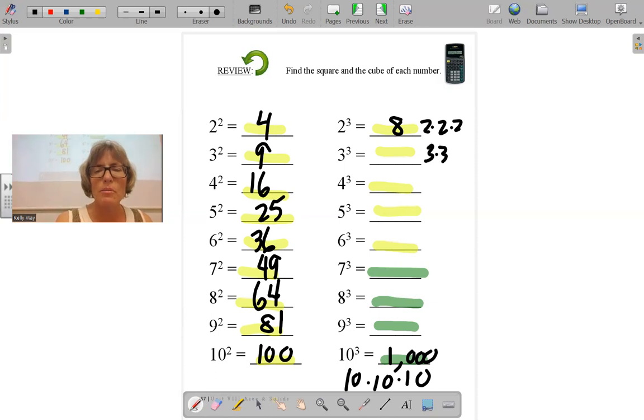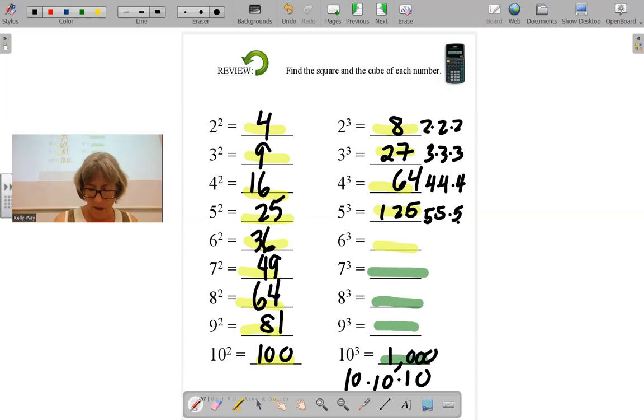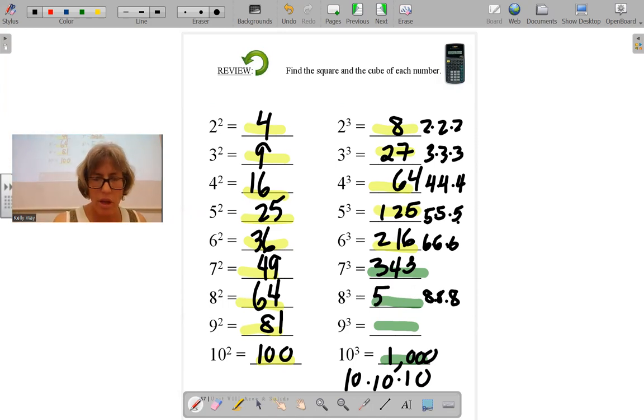Of course, this is 3 times 3, which is 9 times 3, 27. 4 times 4, which is 16 times 4, again, 64. 5 times 5, which is 25, times 5 again, 125. 6 times 6, 36, times 6 again, 216. This is 343. And then 8 times 8 times another 8. That is, I think, 512. Yep. And then this one's 729.